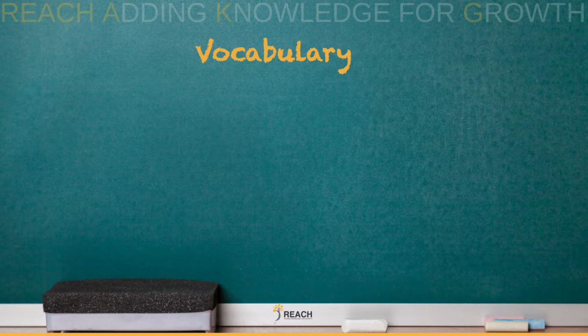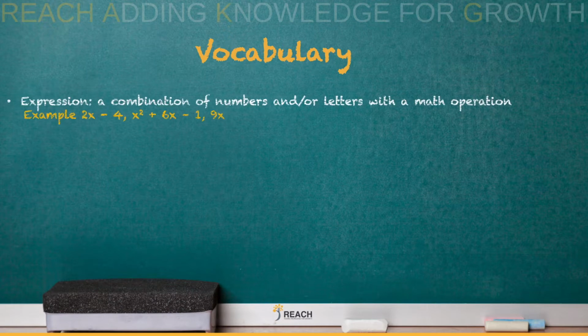Okay, let's check out our vocabulary. So the first term we want to check out is an expression. It's a combination of numbers and letters with a math operation. Look at the example: 2x minus 4, x squared plus 6x minus 1, and 9x are examples of expressions. Rational is just a fraction, numerator over denominator.